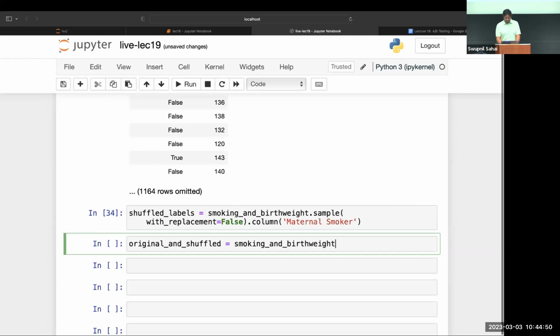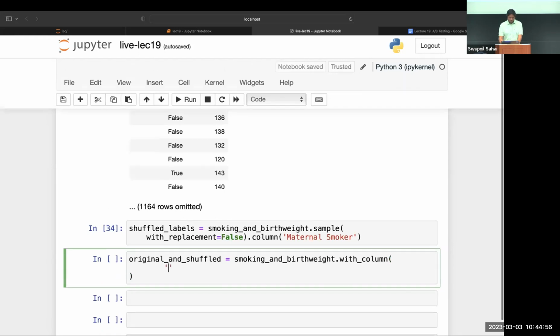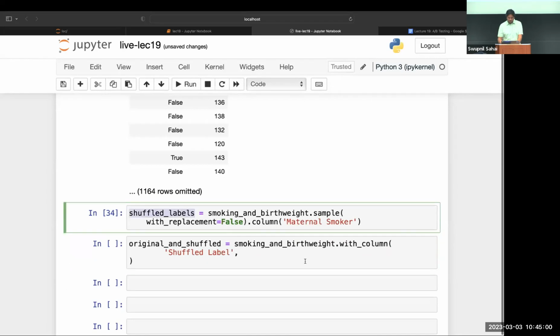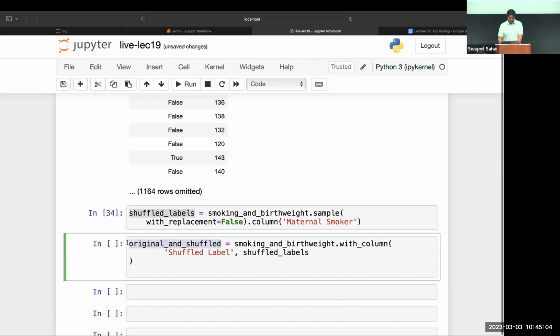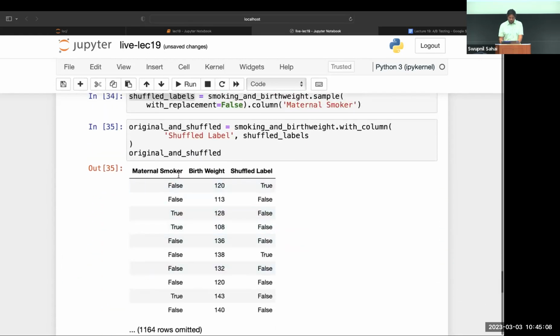So we'll do smoking and birth weight with column. We'll just add a new column in this case, and let's call it shuffled label. It's just going to have these labels that we just created by shuffling. Then we can take a look at what this has. Now we'll see all of them together. So we did one run of this. We have our original smoker column, our original birth weights, and then a new set of shuffled smoking categories on the last end.